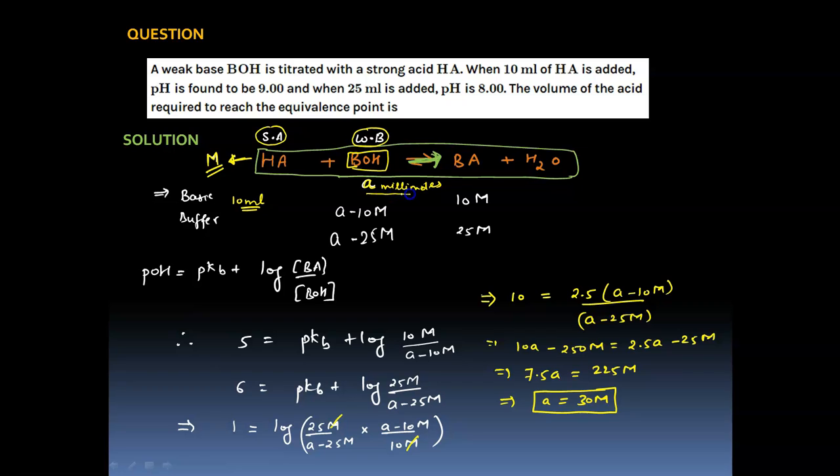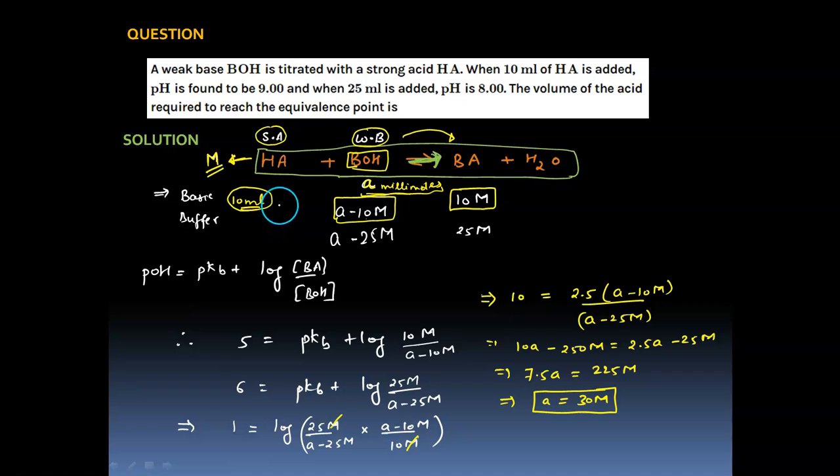Out of A millimoles, 10 into M. Why 10 into M? Because 10 is the volume of acid added, and M is the molarity. Molarity into volume in ml is millimoles. So we have added 10M millimoles of HA, which combines with BOH. A was the initial number of moles of base, now it is decreased by 10M, and to the same extent it goes in the forward direction. So the millimoles of BA formed is also 10M. This situation arises after 10 ml of acid has been added.